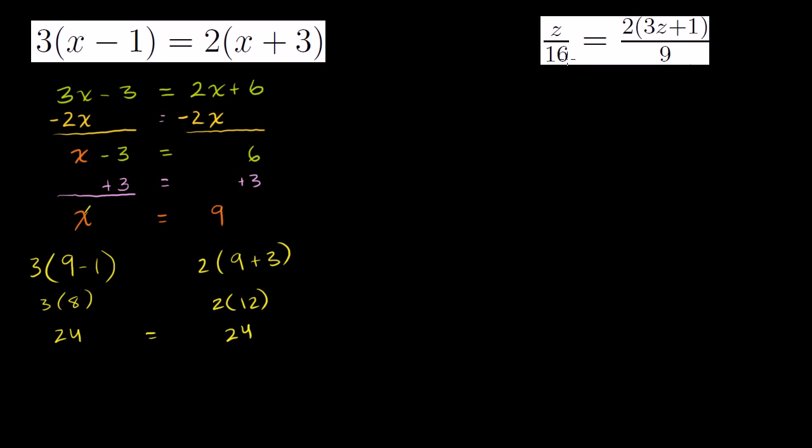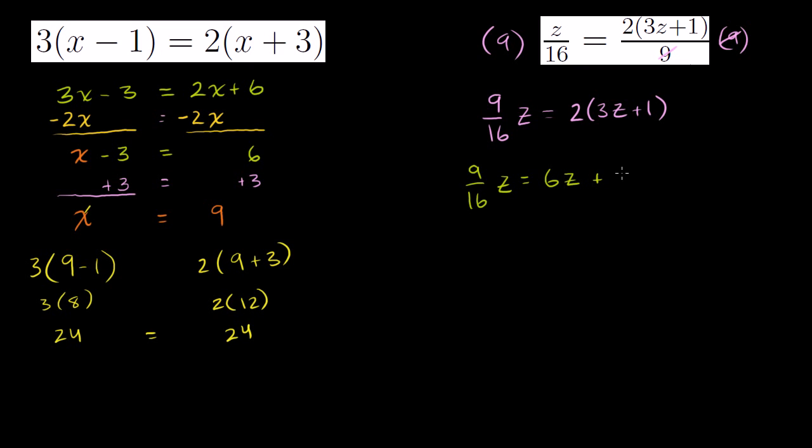Next problem. We see, z over 16 is equal to 2 times 3z plus 1, over all of that over 9. So it's this hairy-looking problem. One thing, let's multiply both sides of this equation by 9. So if you multiply both sides of this equation by 9, what do we get? We get 9 over 16z is equal to, this 9 and that 9 will cancel out, 2 times 3z plus 1. Now let's distribute this 2. So we get 9 over 16z is equal to 2 times 3z is 6z plus 2.